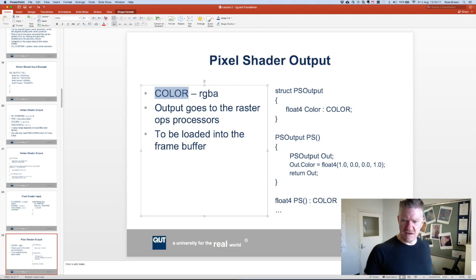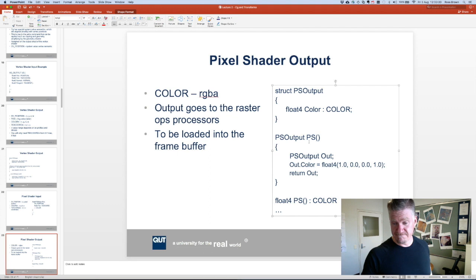So as we can see here, our pixel shader spits out a color. So if we wanted to, we can put it in a struct. It almost seems silly, but you can do that and spit it out. Or we can declare the semantic for the shader there and just go colon color.